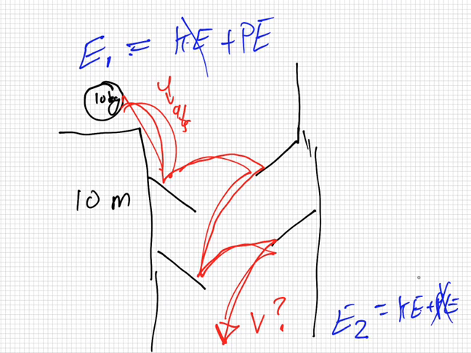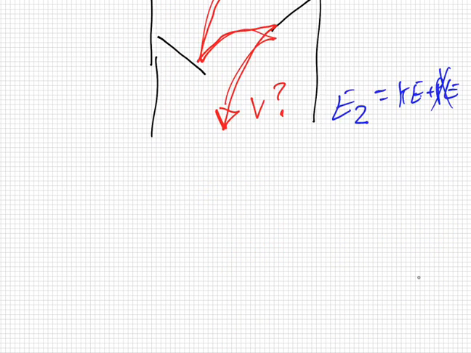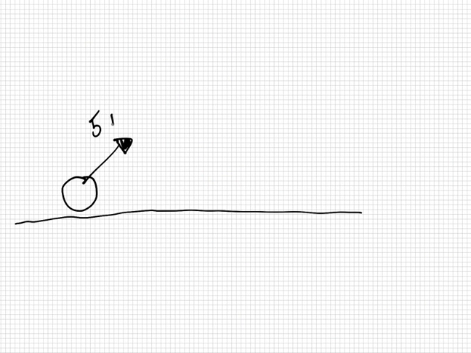Now this is really useful. It means you don't need to worry about the path. You only need to care about the start and the end. You don't care about the journey. So that's very, very useful. So let's have a look at a real example now. Okay. Actually, no, I'll give you one to try. If I go down here. Okay, so here we have our ball on the ground, and I throw it at 15 meters per second.